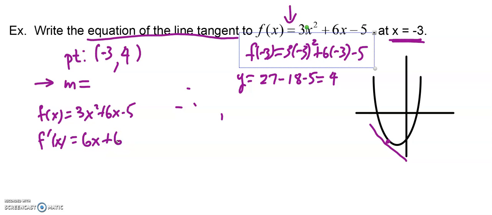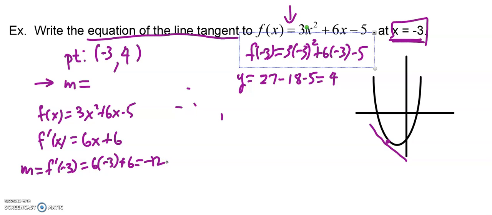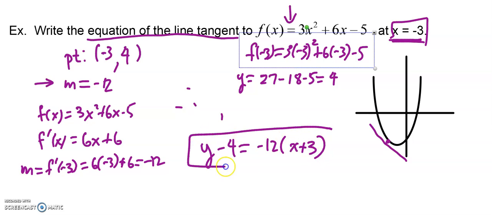Now, if I plug in negative 3, the x value I was given, into my slope equation, I'd find that my slope is equal to the derivative at negative 3. And when you do that, you get negative 12. So my slope is negative 12. So the equation of my tangent line would simply be y minus 4 equals negative 12 times x plus 3. And there's my tangent.